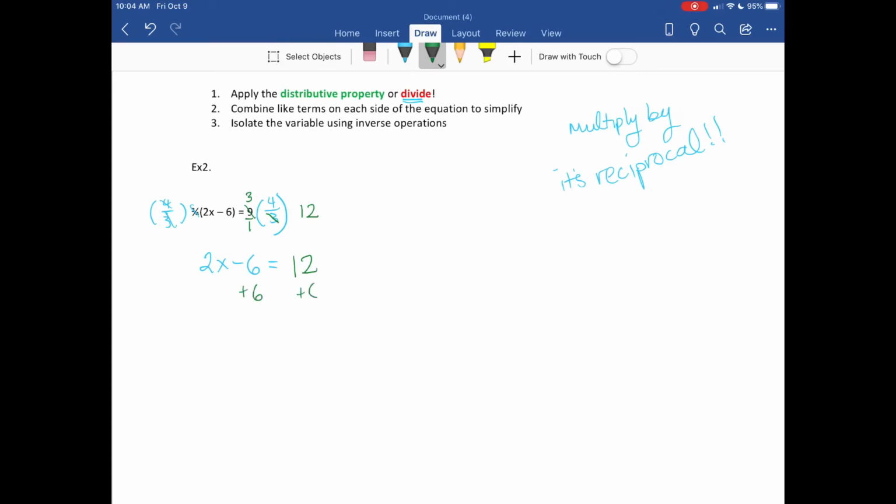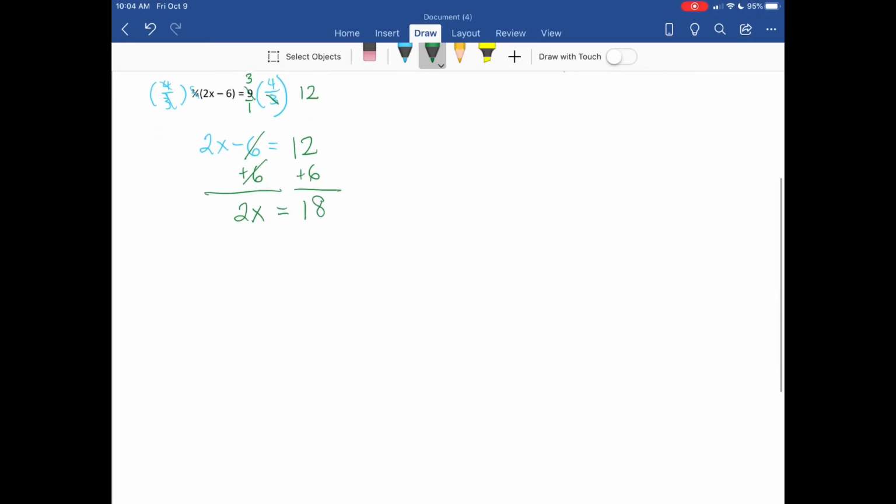We add 6 to both sides. That's our additive inverse. We want to get rid of that 6. Leaves us with just 2x on the left side. We take the sum of 12 and 6, and we get 18. I want x alone. It's being multiplied by 2. So I divide both sides by 2. Those cancel out, and that leaves us with x equals 9.